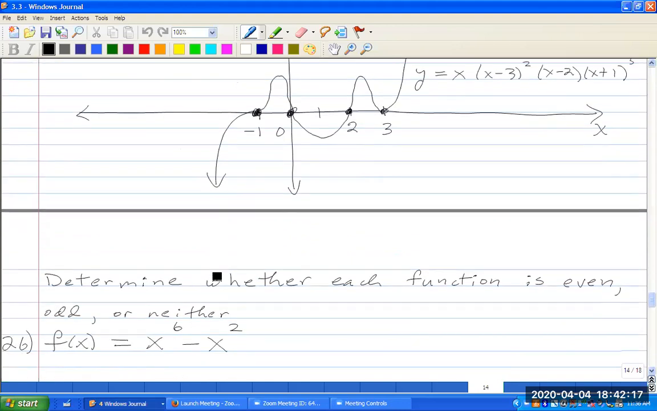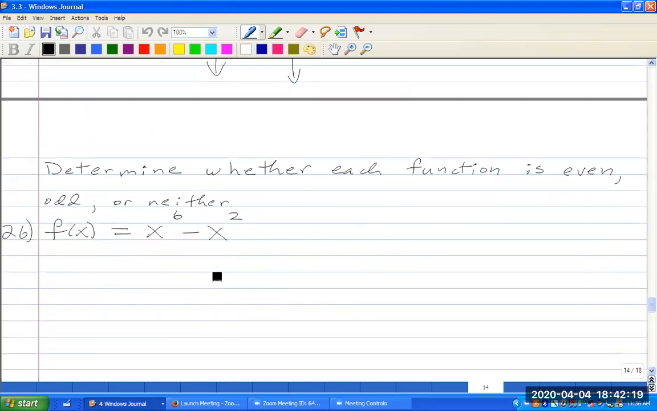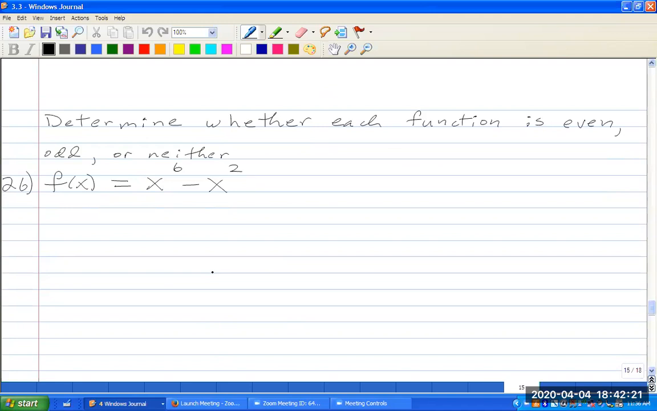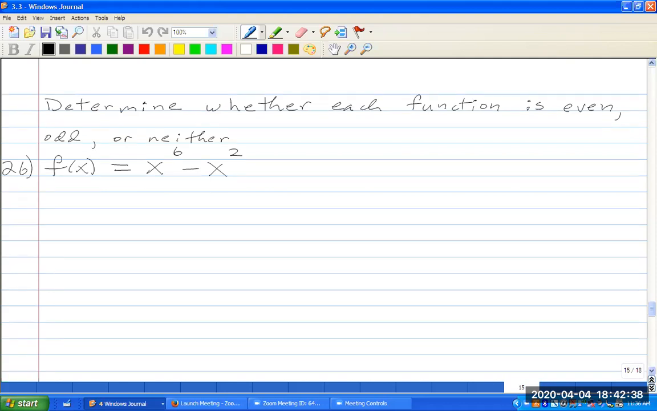Okay, so problem number 26. Determine whether each function is even, odd, or neither. Okay, so let's do that. We don't have to sketch it or anything. To find if it's an even or odd function, let's first see if it's an even function. Actually, finding even or odd will be the same way.